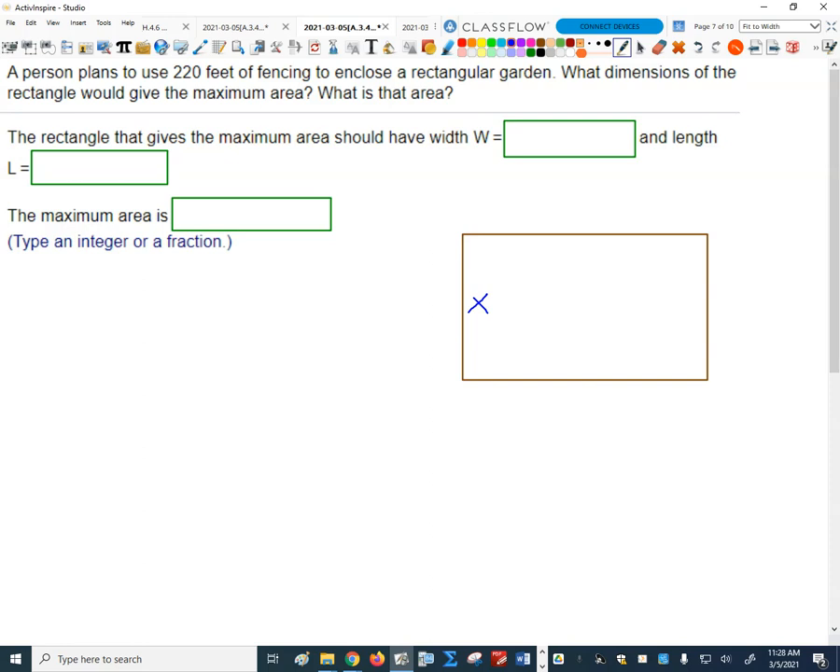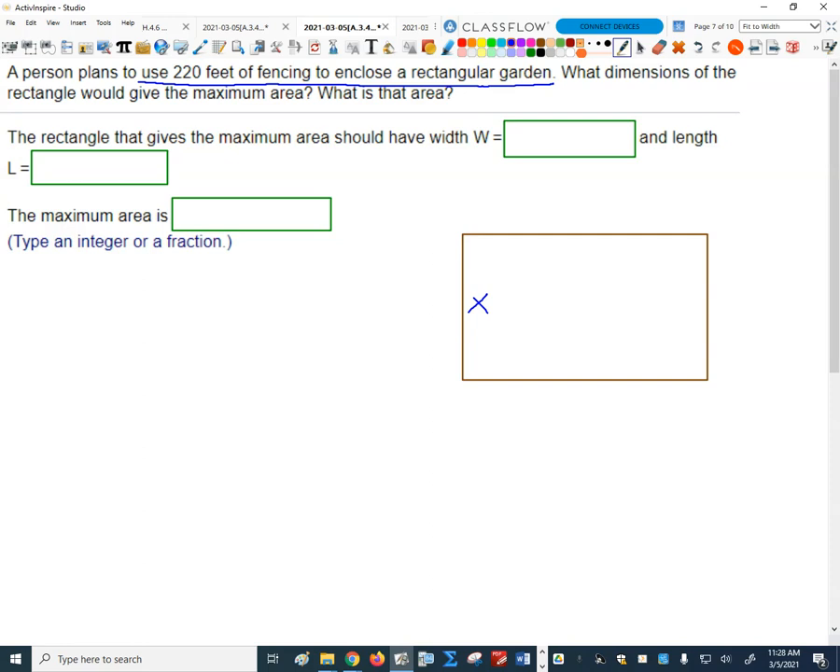Now, we have another statement here. It tells us that we're going to use 220 feet of fencing to enclose a rectangular garden. If our goal was to build a garden with the maximum area, and I wasn't given any other information, I know what I'd do. I would just make the dimensions infinity by infinity, and I'd have the biggest possible garden. That would work great.